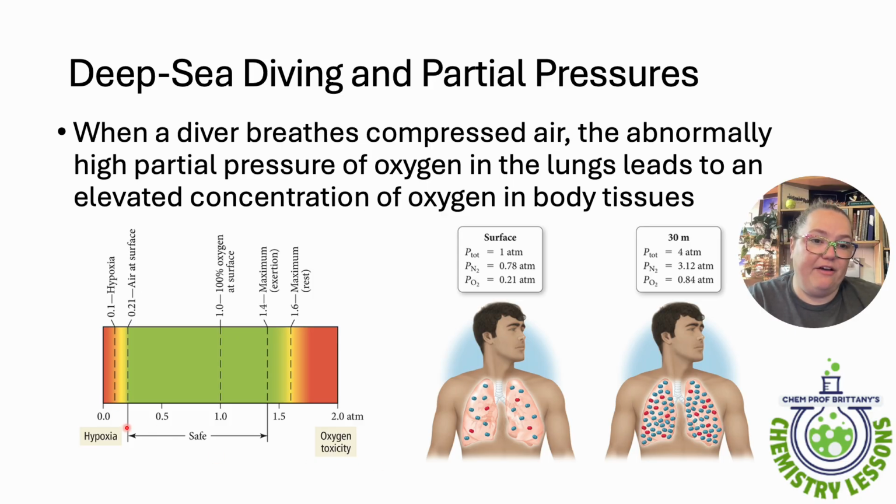So regular air at the surface has 21% oxygen or 0.21 atmospheres of pressure. Well, the further down you go, the greater the pressure is of the oxygen. So once we get beyond 1 to nearly 1.5, this is sort of the end of the safe zone. And then when you get further, you get what we call oxygen toxicity.